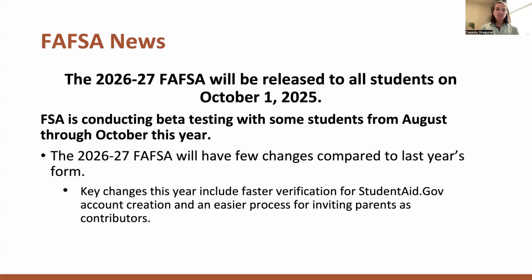The 26-27 FAFSA will have fewer changes compared to last year's form and certainly the year before that. A few key changes, or two of them. The first one we'll talk about more in depth today. It's more impactful to the account creation process, and that is faster verification for StudentAid.Gov account creation. In the past, users had to wait 1 to 3 days for their ID to be verified by the Social Security Administration. That's been adjusted to be an instant verification process.